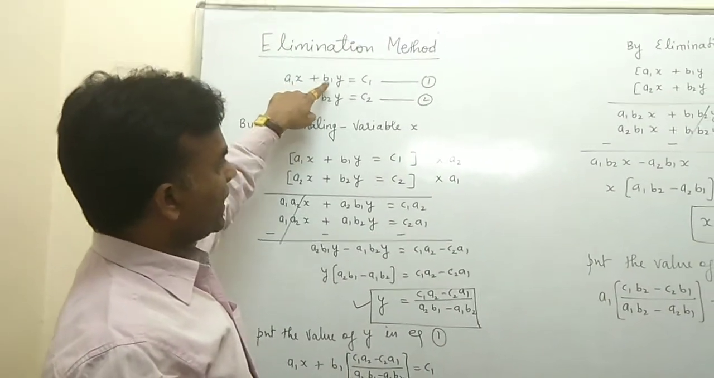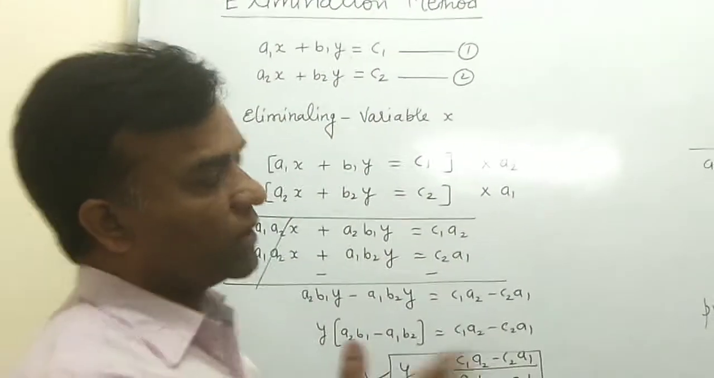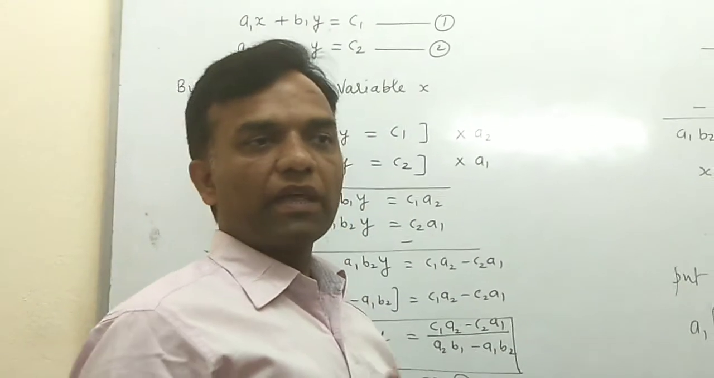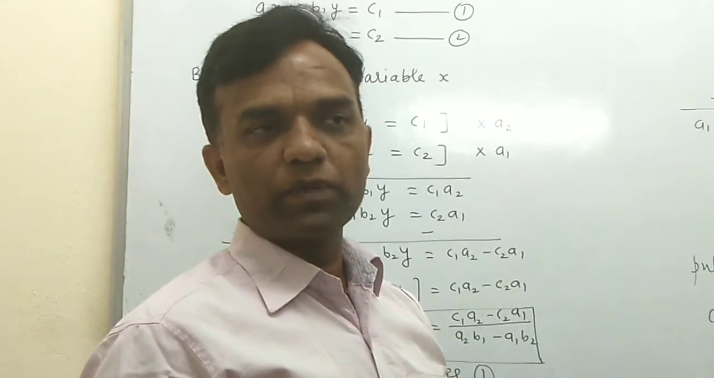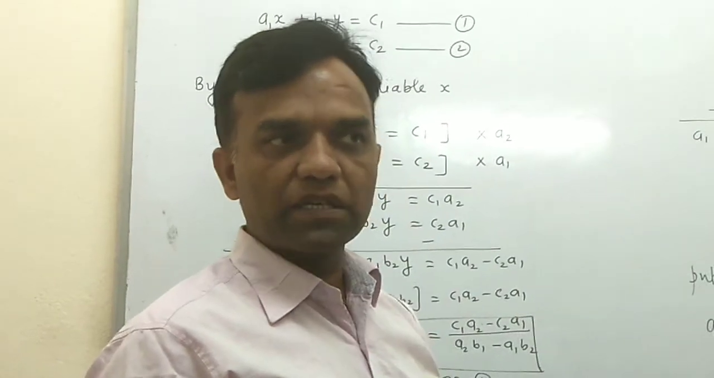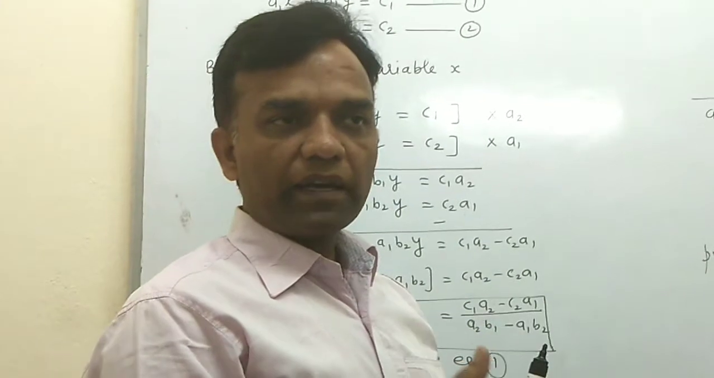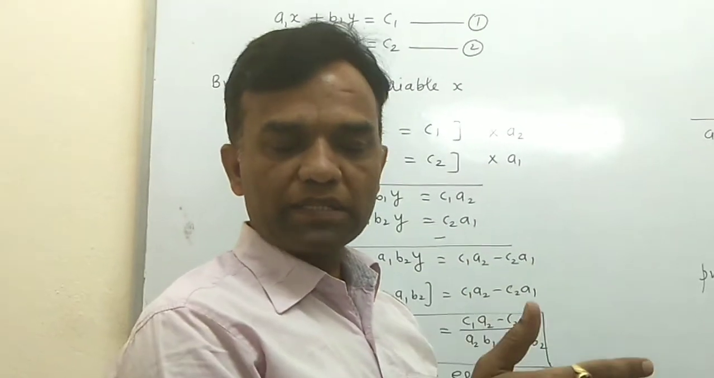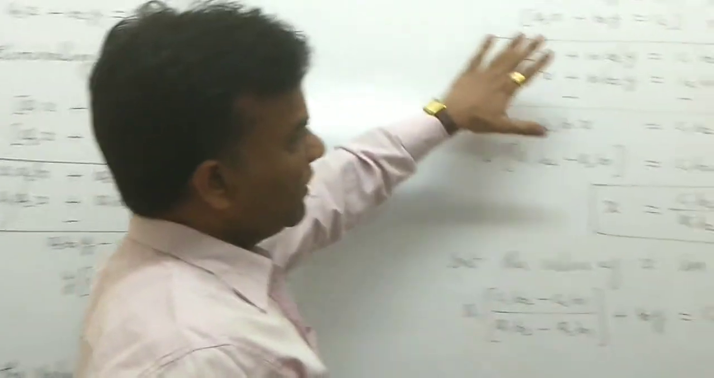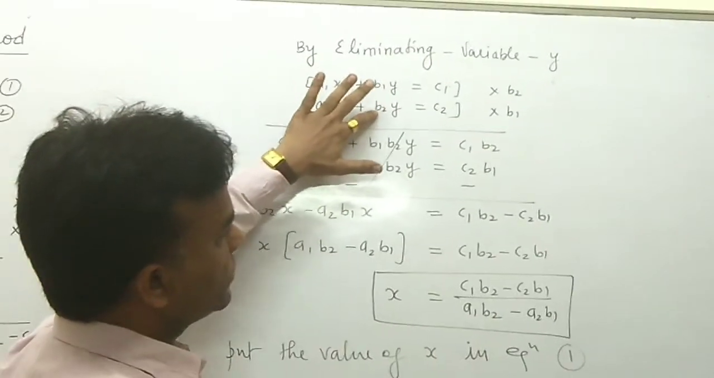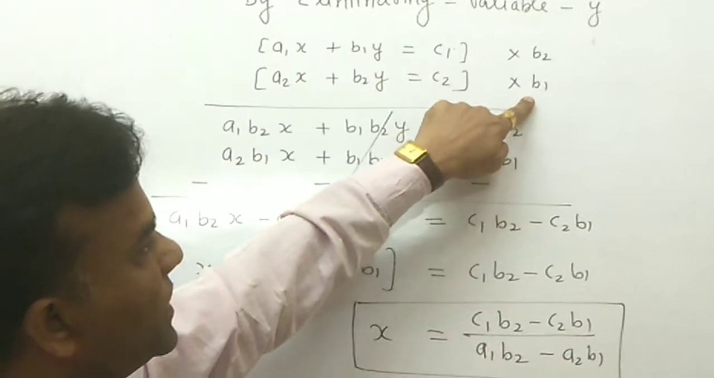Now we have b1y and b2y, because the variable y again does not have the same coefficients. If they do not have the same coefficient, then you apply the same condition: you multiply the coefficients crosswise. The coefficient of the second equation you multiply in the first, and the coefficient of the first equation you multiply in the second. So here we consider b1 and b2: b2 multiplies the first equation and b1 multiplies the second equation.